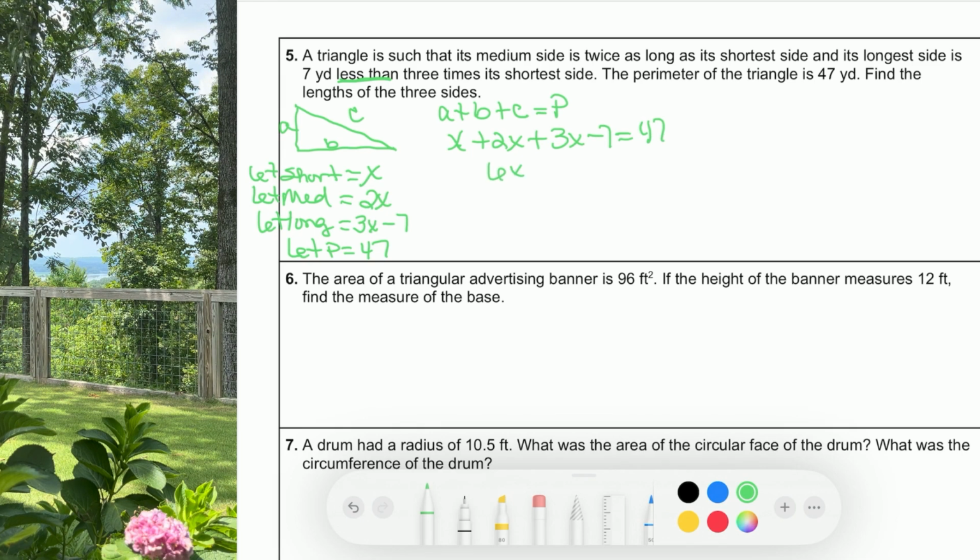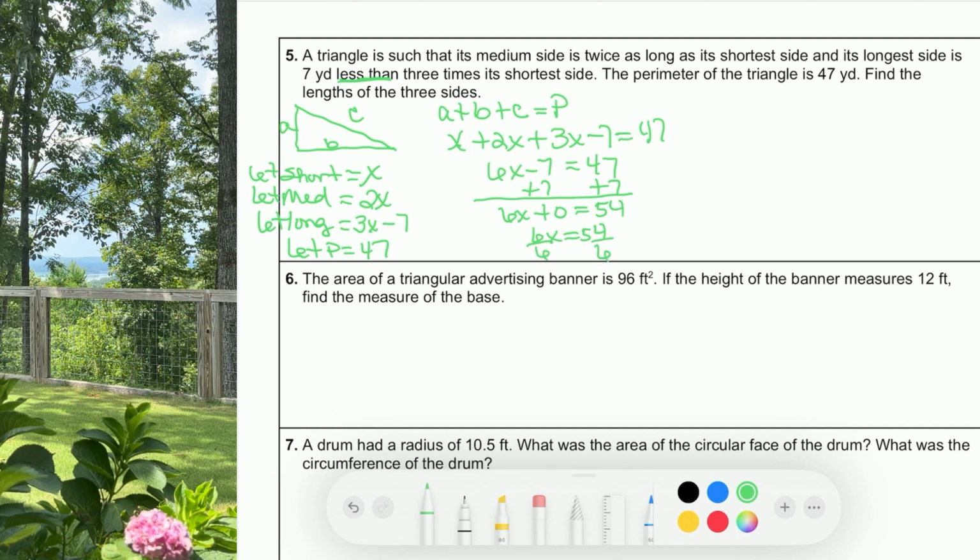Combine like terms, we get 6X minus 7 equals 47. I'm going to add 7. I get 6X plus 0 equals 54. So 6X equals 54. Divide both sides by 6. And I get X equals 9.